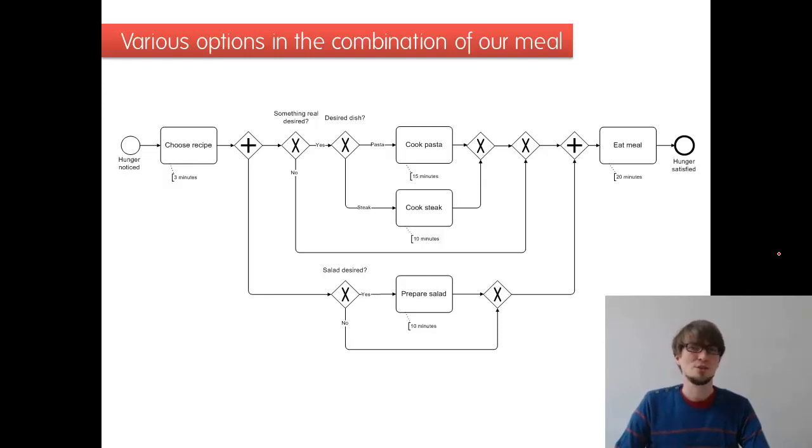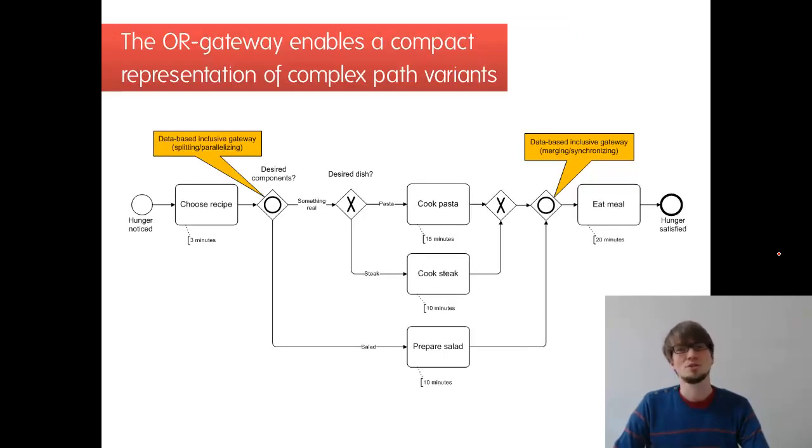And in these cases, you can use another gateway, which is the so-called OR gateway, the inclusive gateway. The inclusive gateway is defined as: you basically produce one token on one or more outgoing sequence flows. In this case, it means if I decide for something real, I go that way. If I decide for salad, I go that way. And maybe I've decided for something real and salad, so I go both ways.